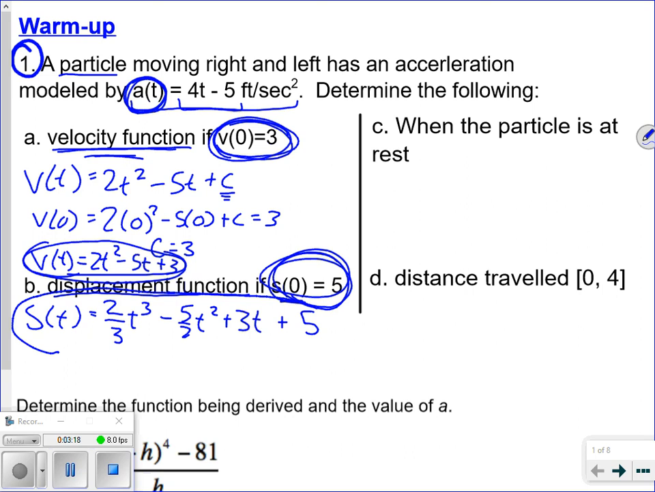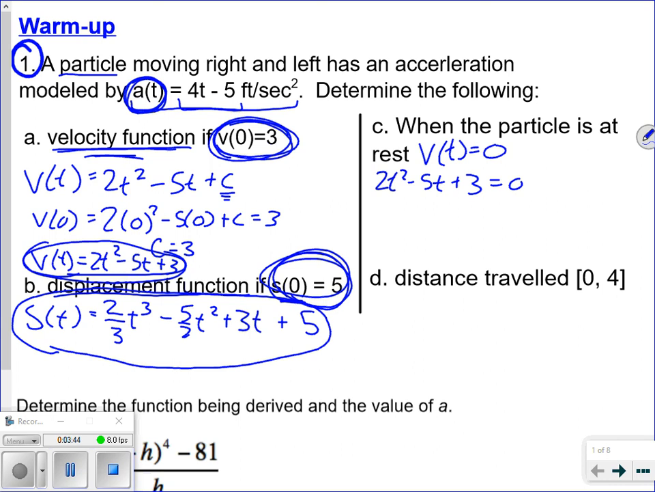Okay, so there you go. That's kind of the new thing I wanted to touch on. If you're working backwards, the only way you don't have plus c is if you have an initial value. Okay. All right, then C and D are just kind of a review. When is the particle at rest? We know that is when v of t equals 0. So I'm just going to take my v of t equation and set that bad boy equal to 0. So I recommend pausing the video, trying that on your own, but it does factor to 2t minus 3 and t minus 1. So at t equals 3/2 and t equals 1, we are at rest.